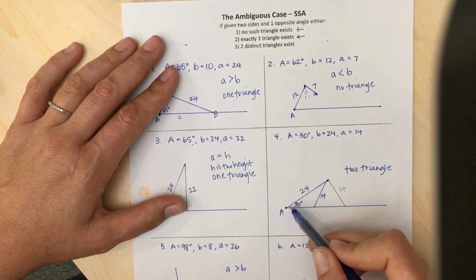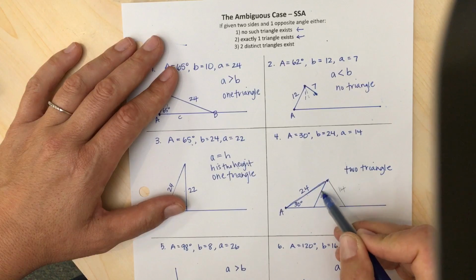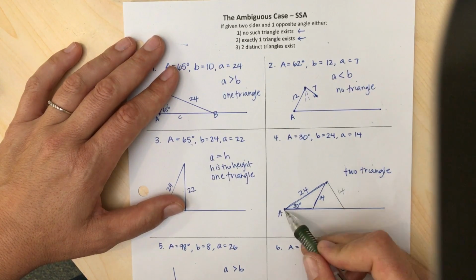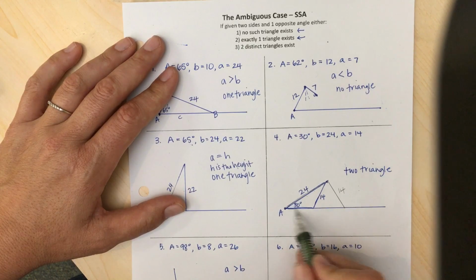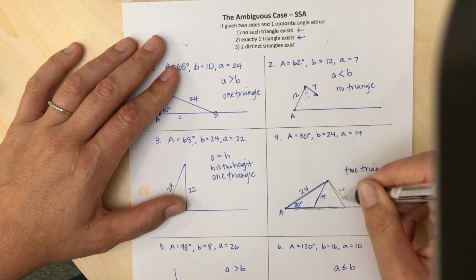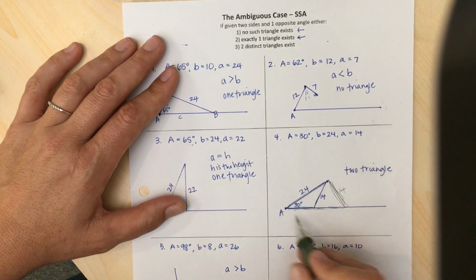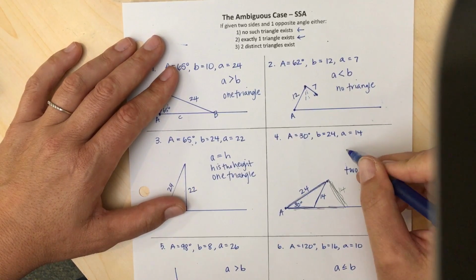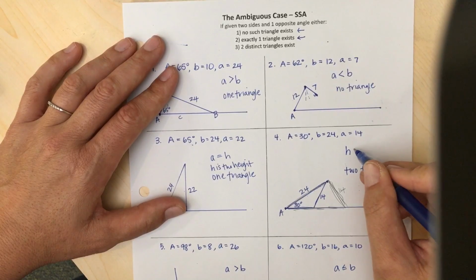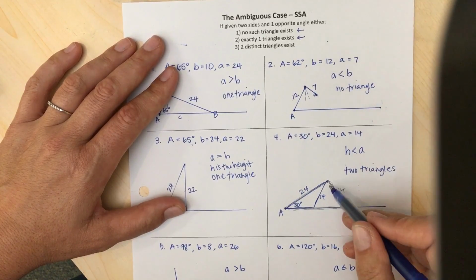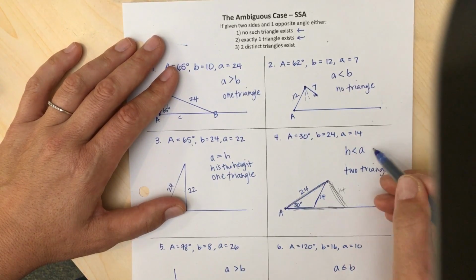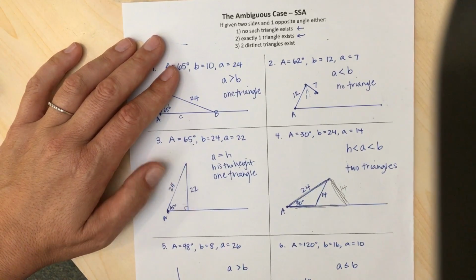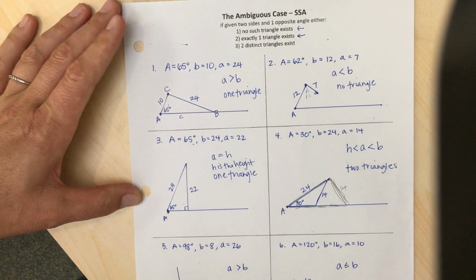2 triangles are possible. You have this one, which is an obtuse triangle, and you have this one, which is the acute triangle. So you have 2 triangles possible here. And this is when h, which is the height, is less than a. So a is bigger than this, but it's less than b. So this is the situation where you can have that happen.